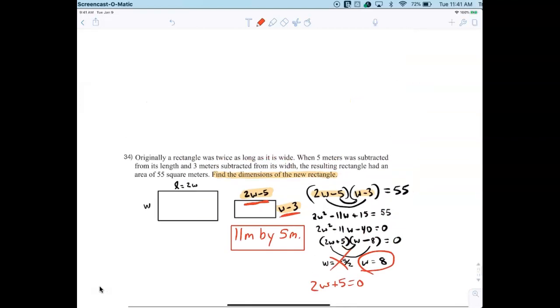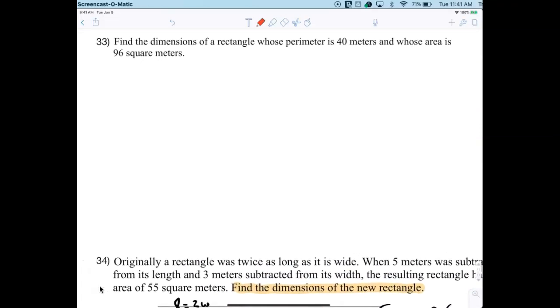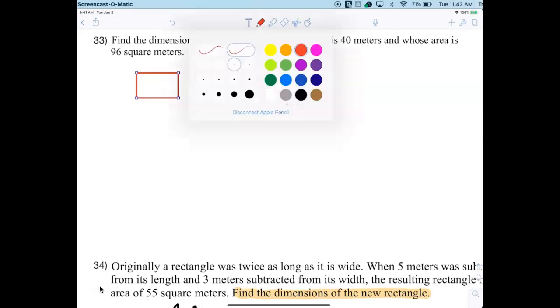Okay, so let's go down. 33. All right, let's talk about 33. It says find the dimensions of a rectangle whose perimeter is 40. All right, so again, if we just drew a rectangle and we said the perimeter is 40, what does that mean? Somebody tell me what the perimeter being 40 means.